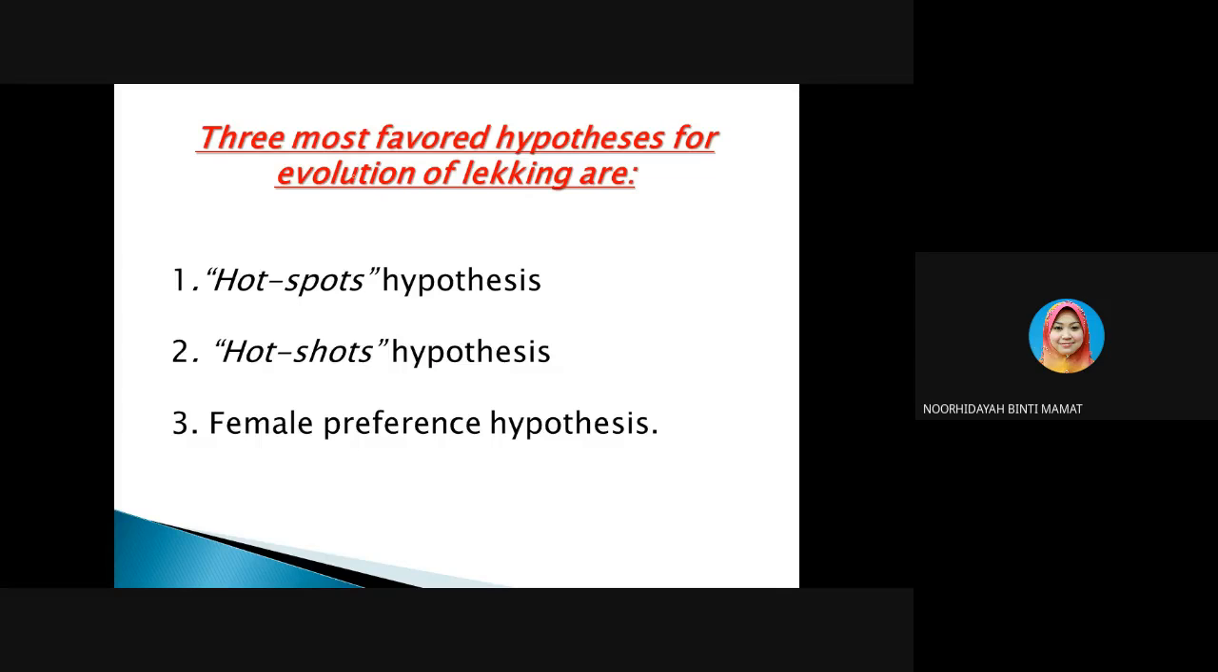There are three most favored hypotheses for the evolution of lekking. You must remember these three hypotheses, and don't get confused with the three hypotheses of monogamy, which are MAH, MGH, and female enforced monogamy. For lekking, we have the hotspot hypothesis, the hotshot hypothesis, and the third one, the female preference hypothesis. These are the three hypotheses in lek polygyny.